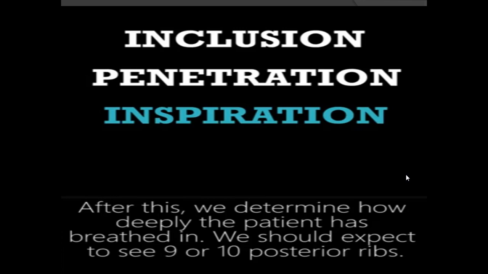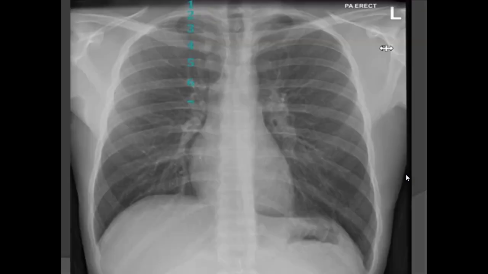Finally, the final factor, that is inspiration. A well inspired film usually contains 8 to 9 posterior ribs in a pediatric patient. Pediatric chest X-ray must be taken in adequate inspiration, as a film taken in expiration may exaggerate the bronchovascular markings, which may be labeled as a pseudo pathology.